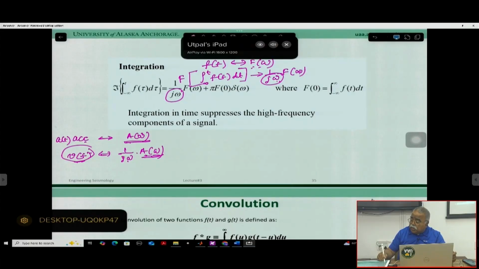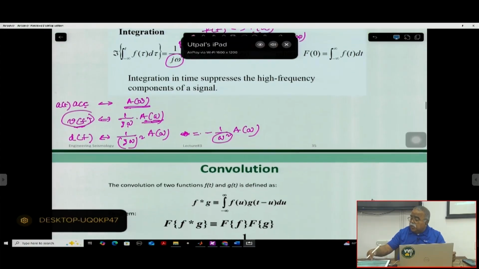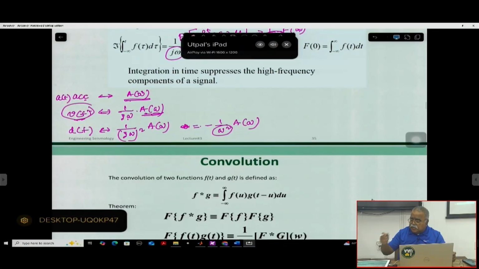If you need to do a displacement, then you need to do a double differentiation. So this is 1 by j omega square of A omega, right? So that will be equal to minus 1 by omega square into A omega. So you are dividing by omega square, and basically you will see that this pulse changes its shape.